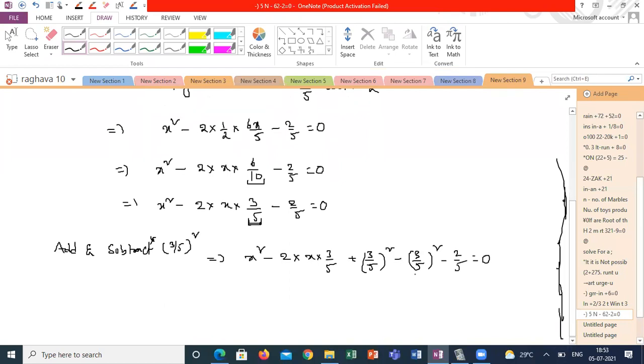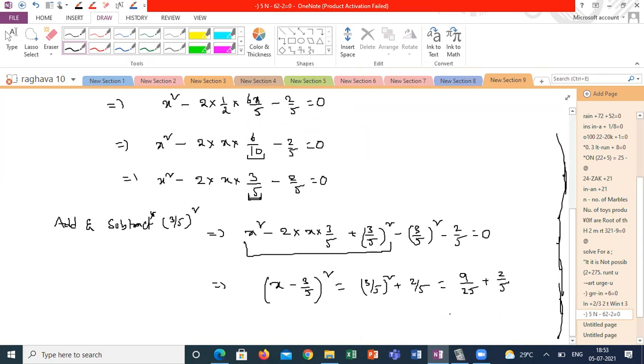Now the first three terms will give the perfect square here. So x minus 3 by 5 whole square is equal to 3 by 5 whole square plus 2 by 5. This is 9 by 25 plus 2 by 5. This will be 19 by 25. So your x minus 3 by 5 whole square is 19 by 25. Till here, is everyone clear?